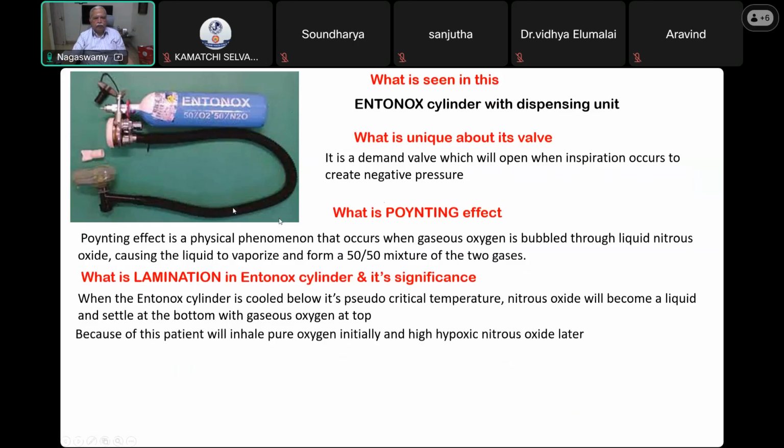So what should you do to prevent that? The question is how to prevent this effect due to lamination. We have to store it 24 hours prior to use at 4 degrees Celsius.